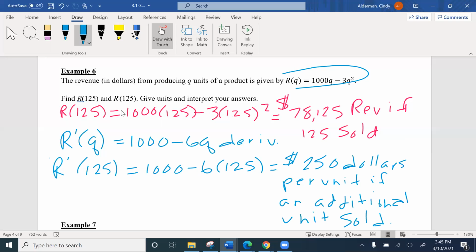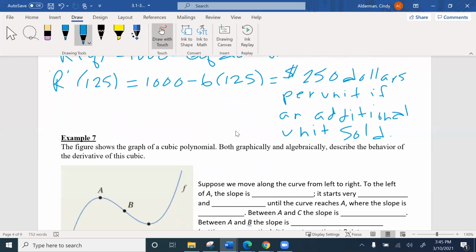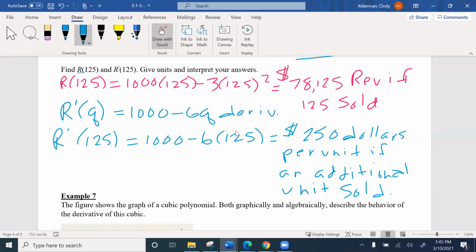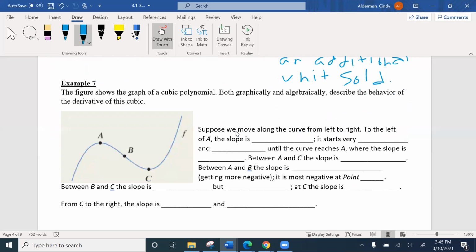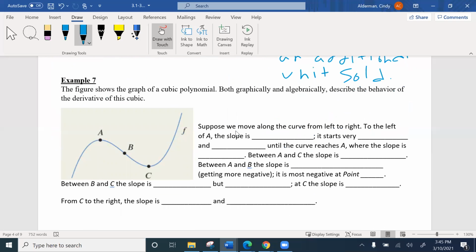Okay, so let's see how you guys do on taking a look at this graph itself. Let's see if you can answer it. Everybody done with this? Okay, so the figure shows the graph of a cubic polynomial. That's the kind of shape that they usually make. It's cubic. Describe both graphically and algebraically the behavior of the derivative of this cubic.